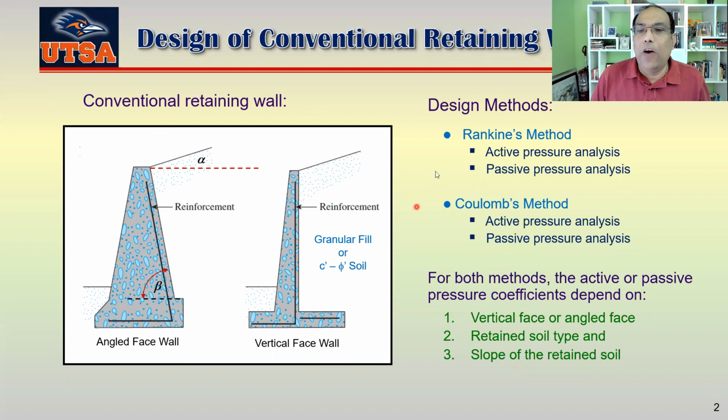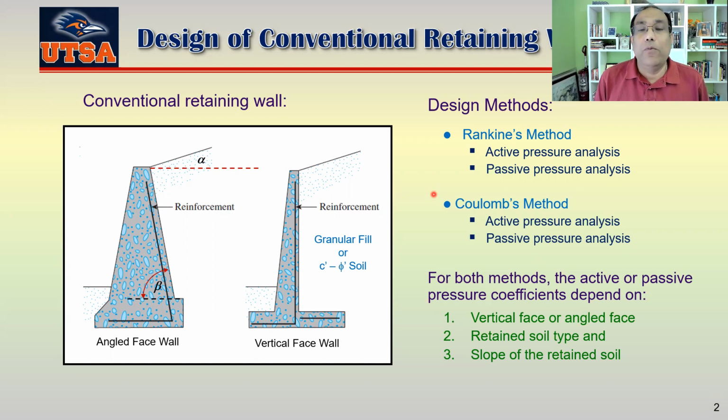Okay. Now, the design methods we will follow here is basically Rankine's method and Coulomb's method. And then you will have active pressure analysis and passive pressure analysis for both these two cases. But primarily, you will see that most of the cases we design conventional retaining wall based on active situation.